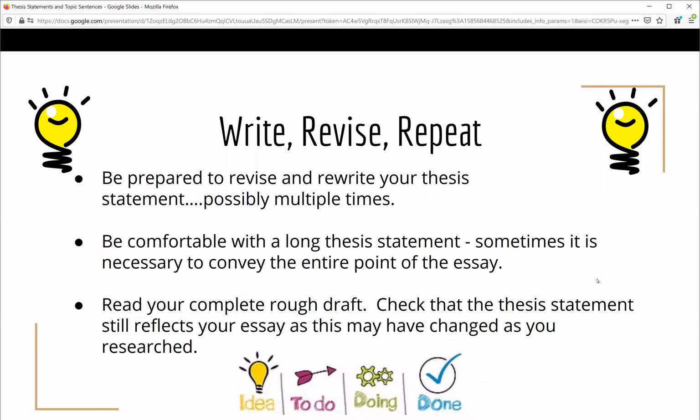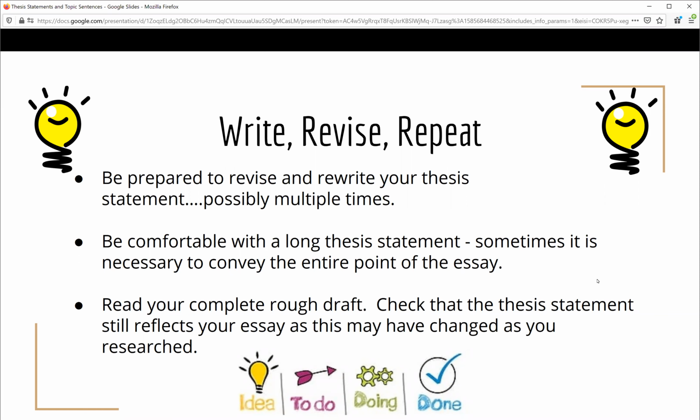Remember, this is just your preliminary thesis statement. It's a jumping off point for your research. You may revise it multiple times as you gather more information and think critically about your subject. Once you have written your first complete rough draft, be sure to go back and check that the thesis statement fits the information you have presented.